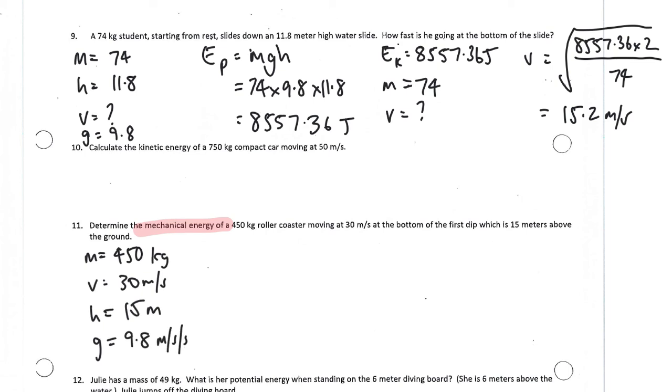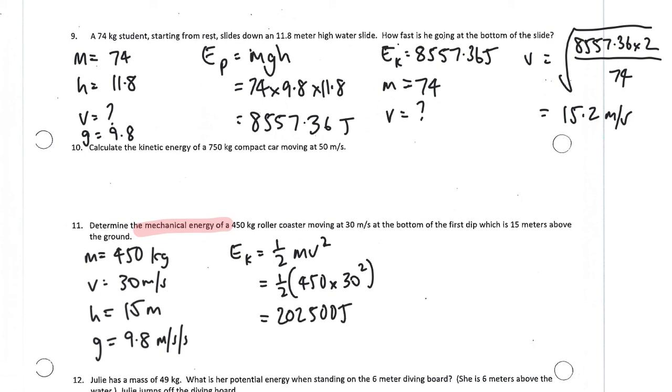Okay, so let's work out the kinetic energy first. The kinetic energy will be equal to half mv squared, which will be equal to half of 450 times 30 squared. The part you should do first is the 30 squared. 30 squared is equal to 900. Times that by 450 is 405,000. Divide that by 2, and that is 202,500 joules. So that's his kinetic energy.